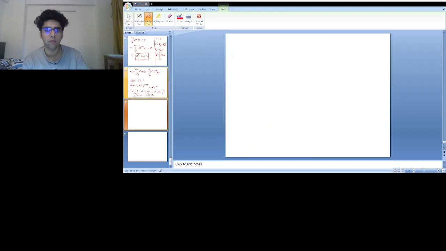So I'm just writing this as, my second moment with respect to the origin becomes 2 times the integral from 0 to infinity of x square e to the power minus mod of x dx.